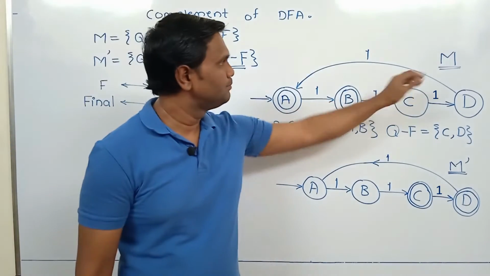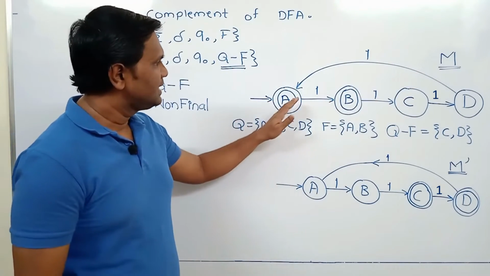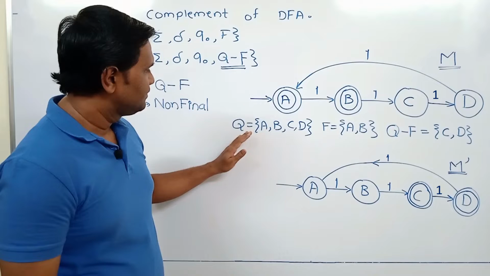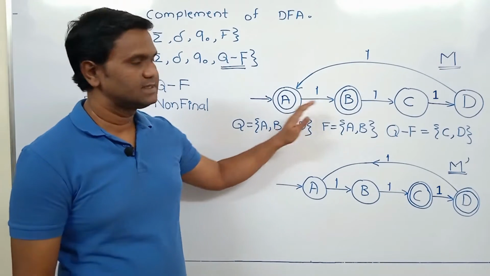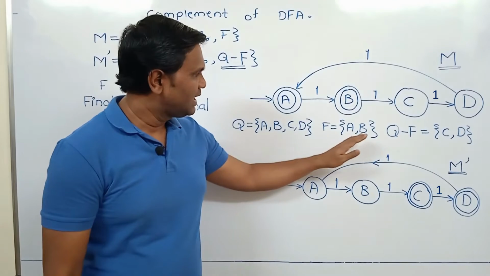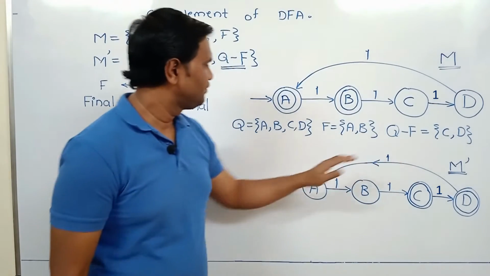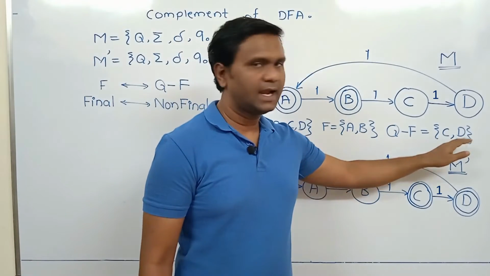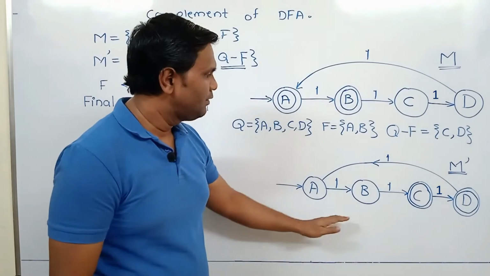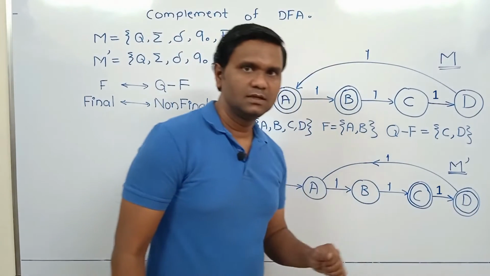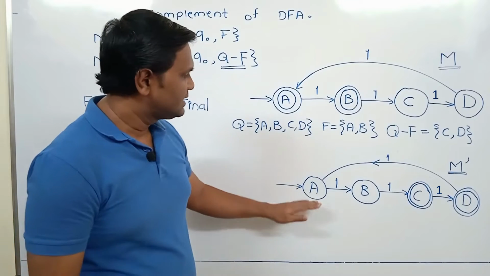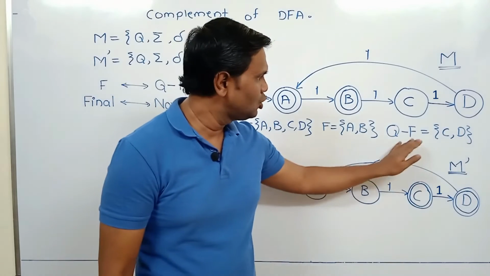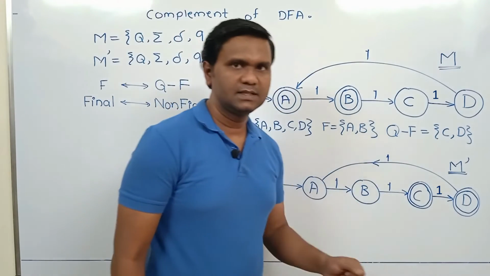Consider this DFA M. In this DFA, states A and B are final states. This is the set of states Q, it contains A, B, C and D states in M. The final states are A and B. So Q minus F, we subtract this set from this set, and we get Q minus F as C and D. So in M complement, we will mark only C and D as final states. All the states are the same, the transition function is the same. The only thing that changes is that we mark Q minus F, C and D, as final states.